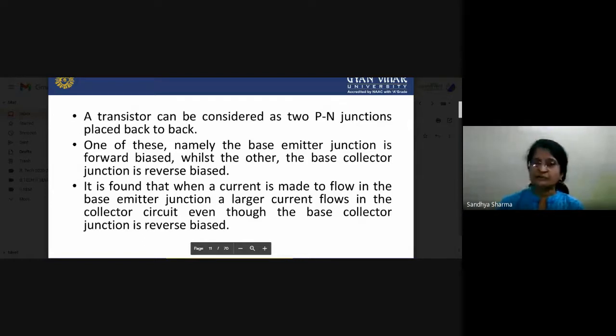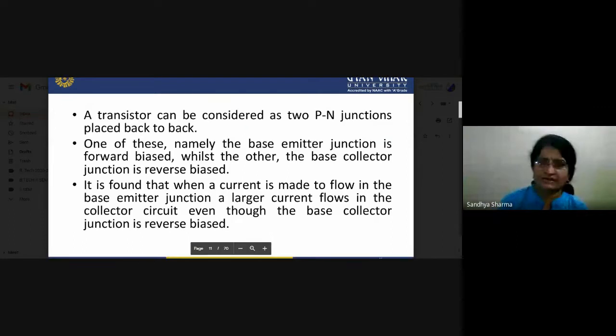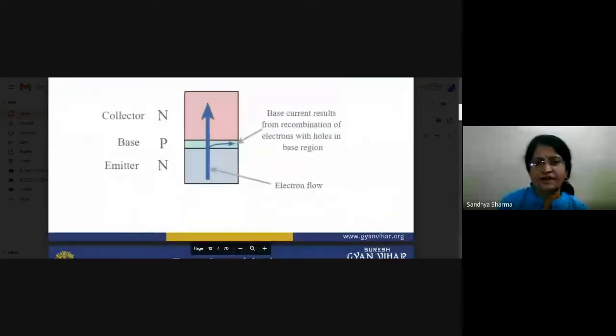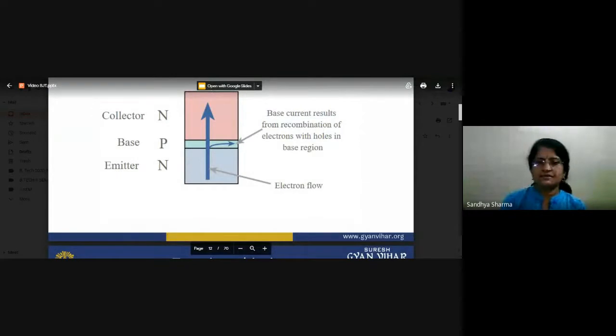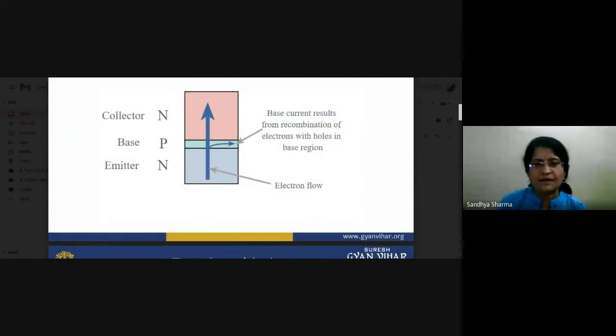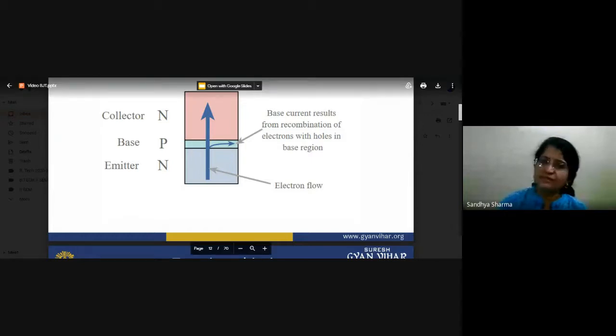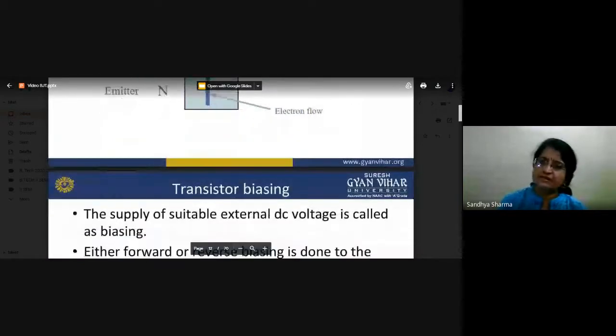Again, it is found that when current is made to flow in the base emitter junction, a large current flows in the collector circuit, because the base collector junction is reverse biased. So we can make such an arrangement that we receive a large current at the output circuit. This is the point which we have to remember. This is the way our current starts from the emitter point. A very small part is consumed in the base, and the major part reaches the collector terminal. So we have to make this arrangement.